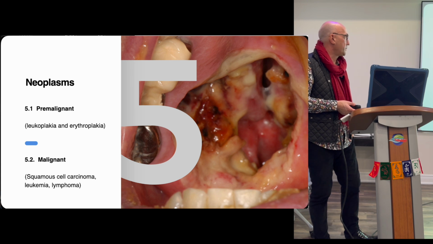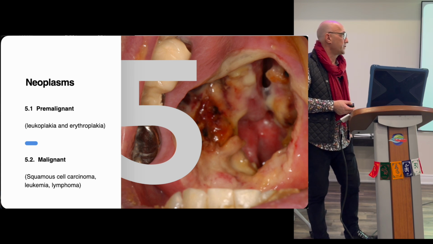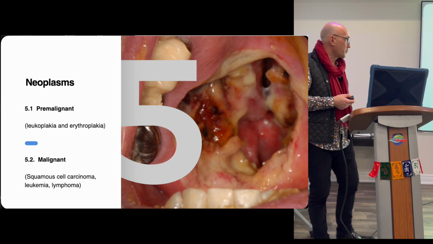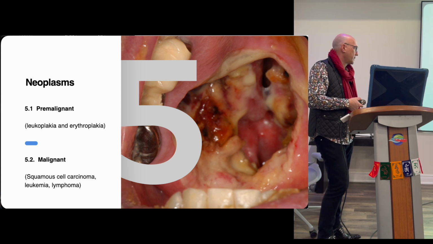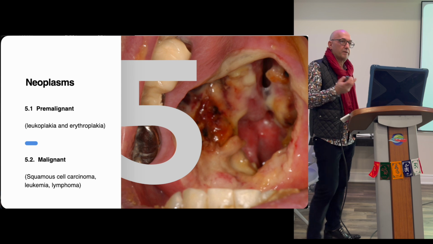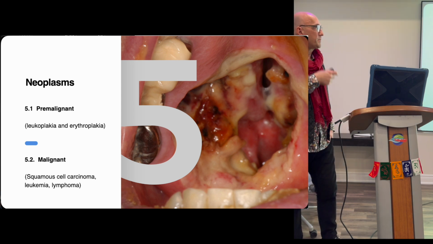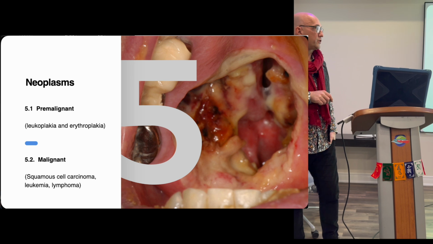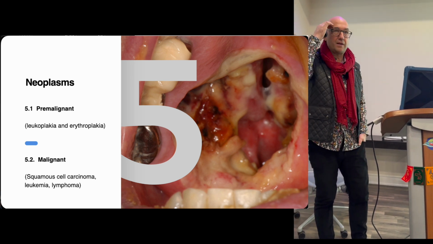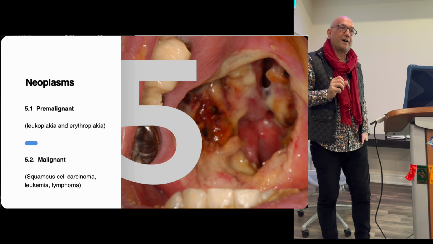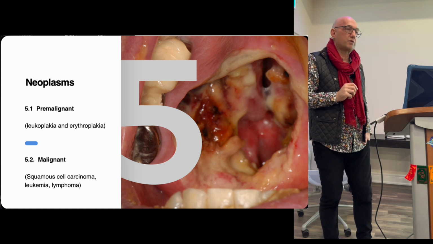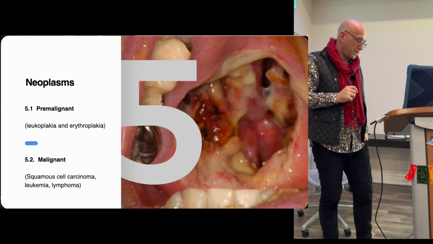Neoplasms, premalignant and malignant. So we have leukoplakia and erythroplakia. And then malignancies on the gingiva, squamous cell carcinoma, leukemias, lymphoma. As I mentioned, we just saw the lymphoma. You're looking at a palate of a patient that came in and couldn't put his obturator back in. So that was a job, I remember, for one of our hygienists to put the obturator back in so that he could eat his lunch. Right? So that's how we roll around here.